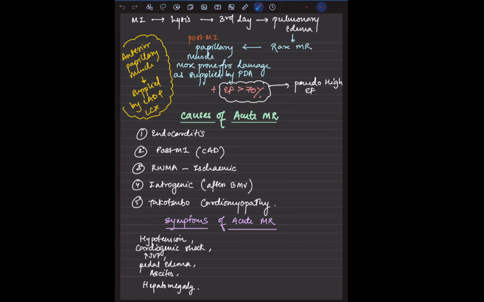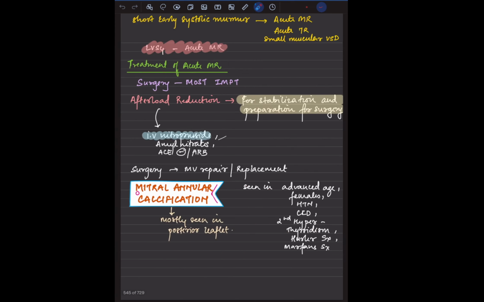Now, symptoms of the acute MR include hypotension, cardiogenic shock, increase in the JVP, pedal edema, ascites. All the heart failure symptoms can be there. S4 is seen in case of acute MR. S4 is never seen in chronic MR. So what are the treatment options?